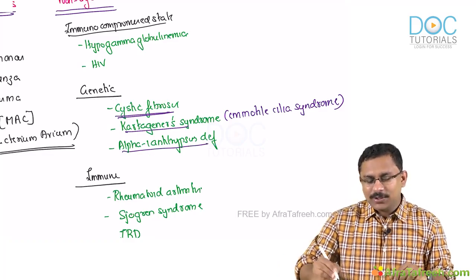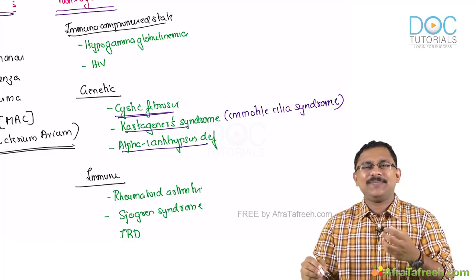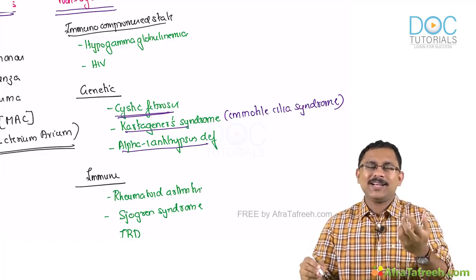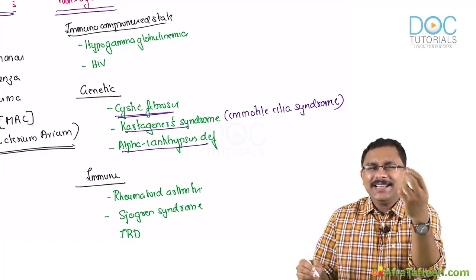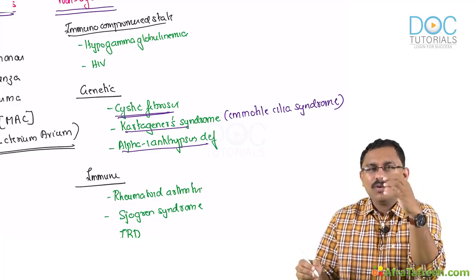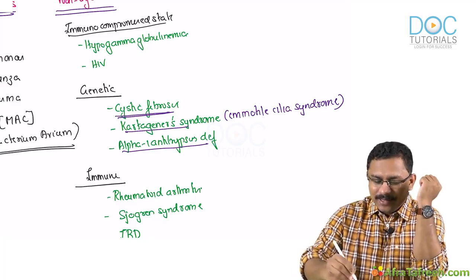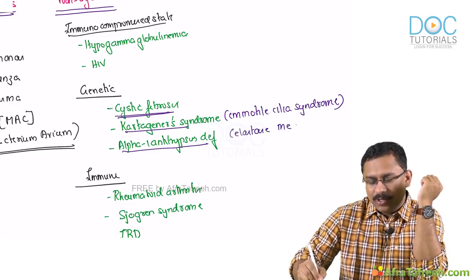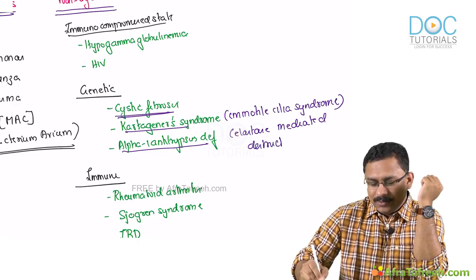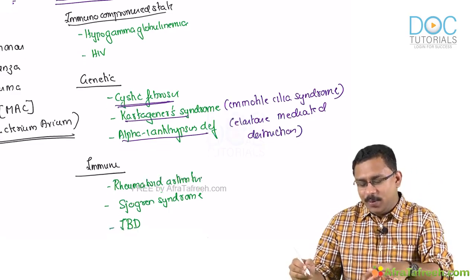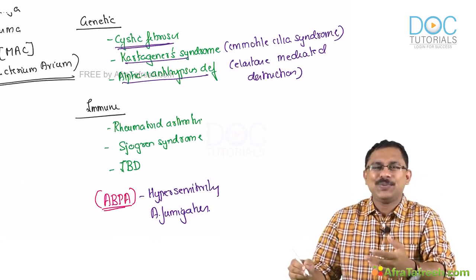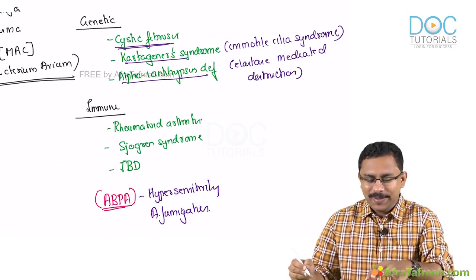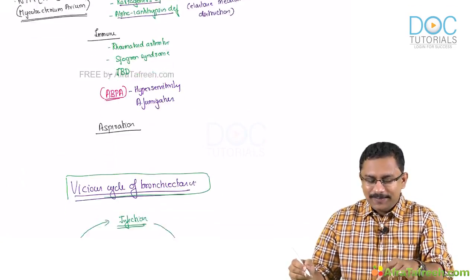And similarly in alpha-1 antitrypsin deficiency, there is an increased destruction of the bronchial walls by elastase. So the elastase mediated destruction of the bronchial walls occurs, which you have learned in pathology. So all these are predisposing. Even immune mediated conditions also predispose to bronchiectasis. All right, so that is very clear.